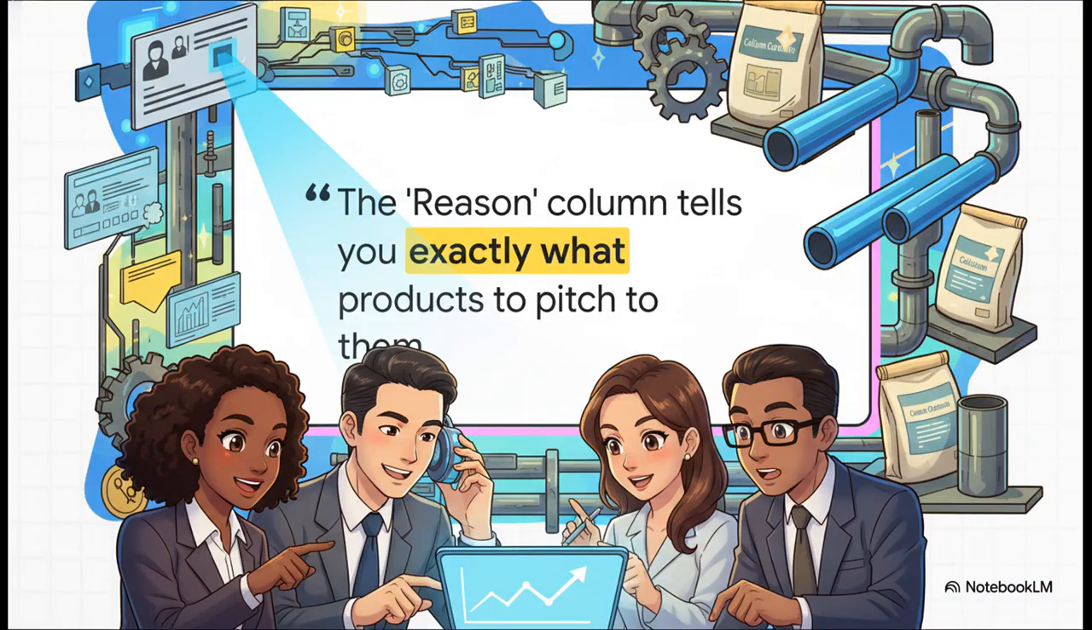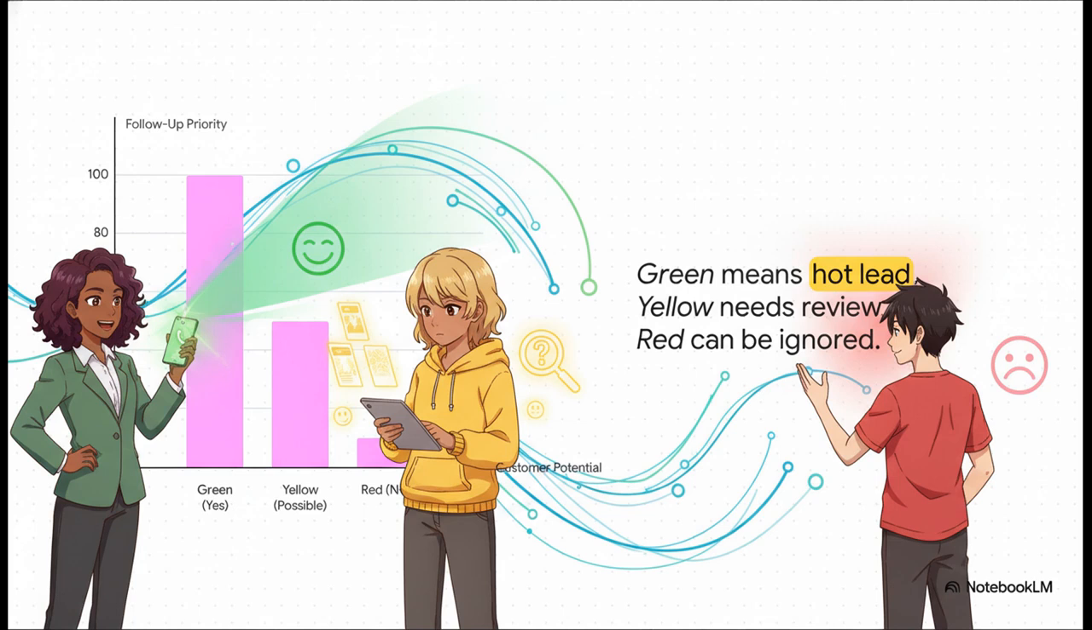Now, right next to that color code is the reason column, and honestly, this is your secret weapon. It explains why the AI gave that rating. So a yes might say something like, PVC pipe manufacturer, key buyer for calcium carbonate. So you know not just who to call, but you know exactly what to pitch them. So your whole action plan becomes crystal clear.